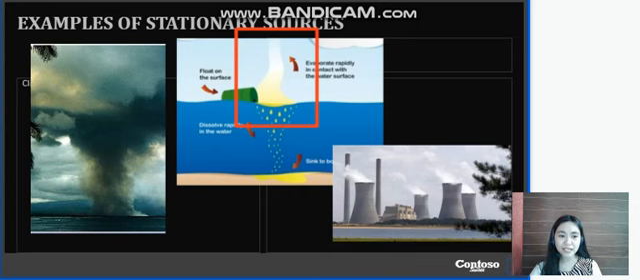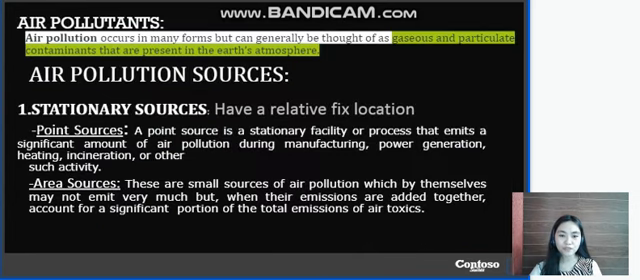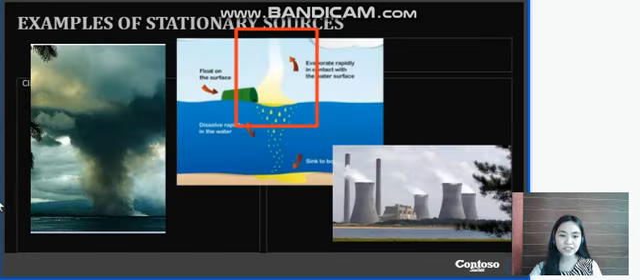So, this is an example of a point source. Ito po, another example of a point source. Actually, dapat i-identify nyo to eh, pero since we're not in a synchronous class, sinestate ko na lang ngayon. Okay, and this is an area source. Di ba sa una parang konti lang, pero kapag nag-spread at grabe yung oil spill, iba na yung magiging effect nito.